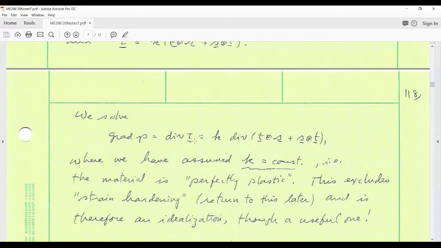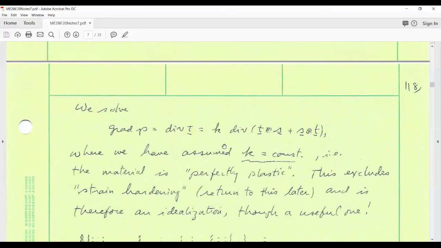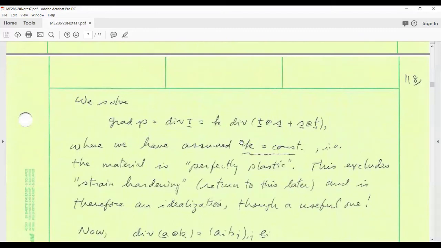In other words, grad p is div tau. And div tau, let's assume that we have what's called a case of perfect plasticity, where k is just a constant. In general, the yield stress k could change as you strain the material, but we could also contemplate the special case in which it's a constant. So if you look at a plot of tau versus, say, shear strain, it would just be a vertical line until you reach tau equals k, and then it would be a flat line thereafter.